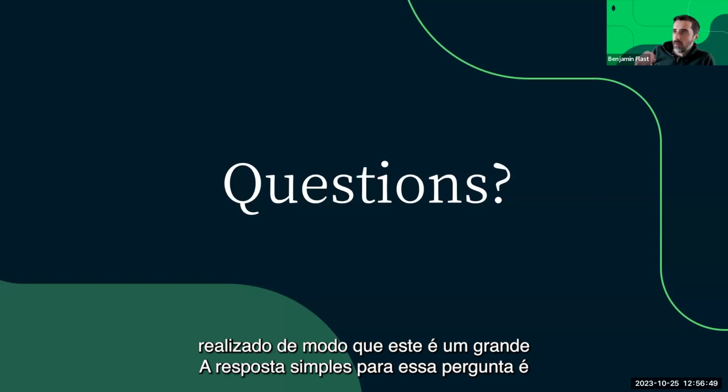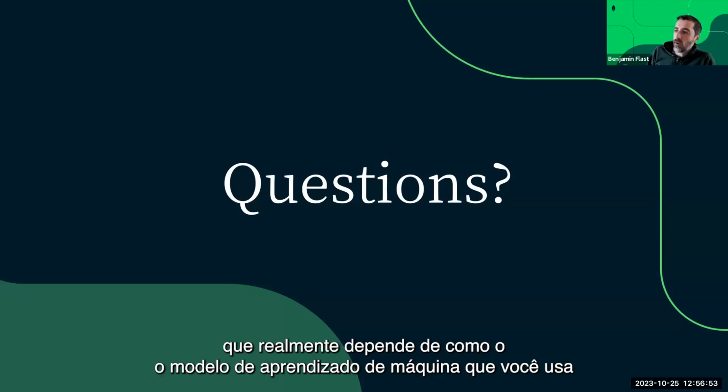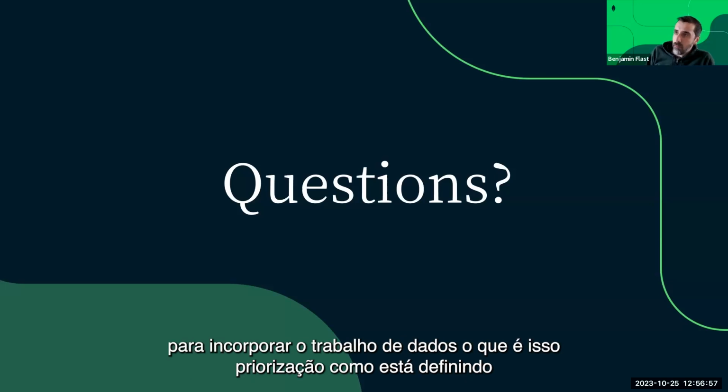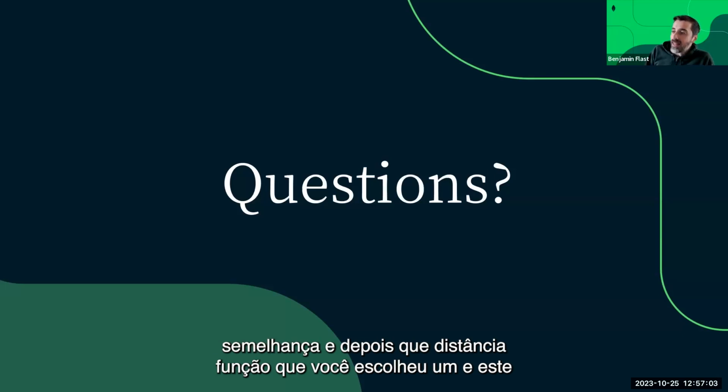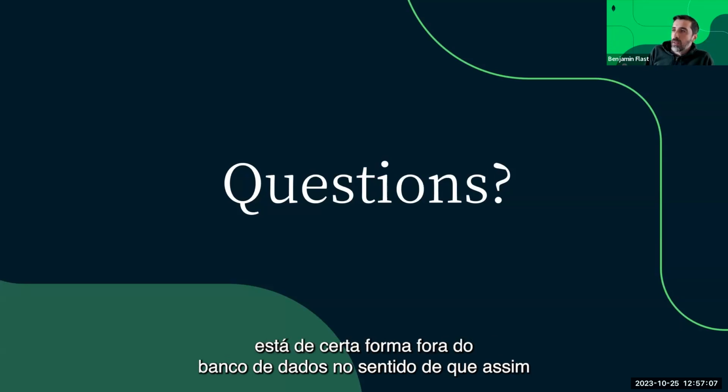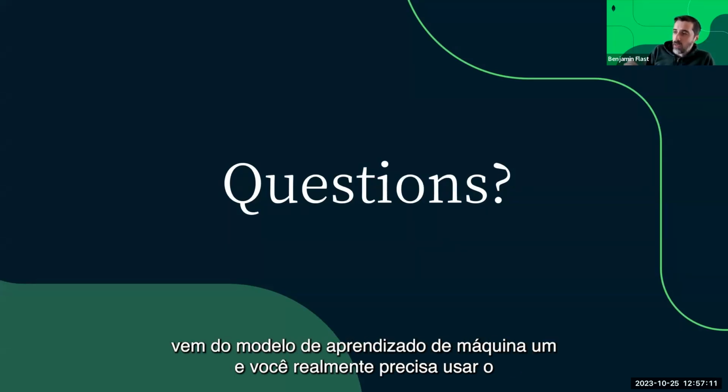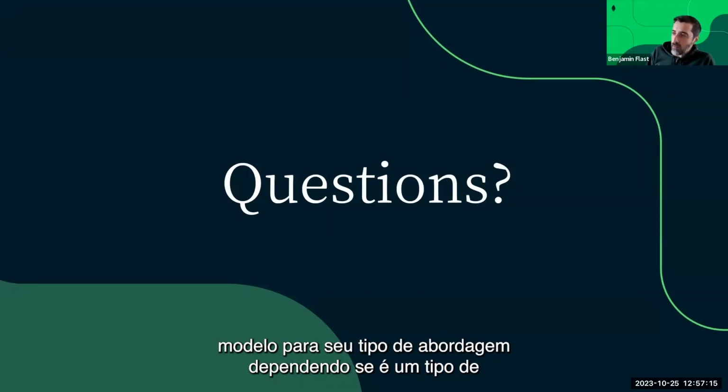So this is a great question. The simple answer is that it's really dependent on how the machine learning model that you use to embed the data works. What is it prioritizing? How is it defining similarity? And then what distance function did you choose? This is somewhat outside of the database, in the sense that it comes from the machine learning model. And you really need to use the right model for your approach.